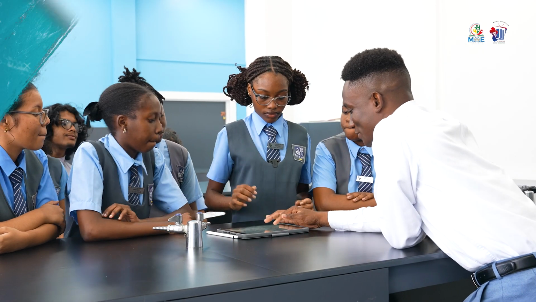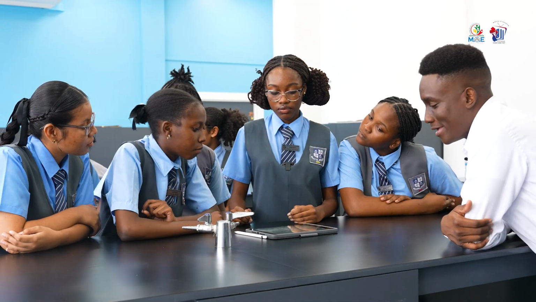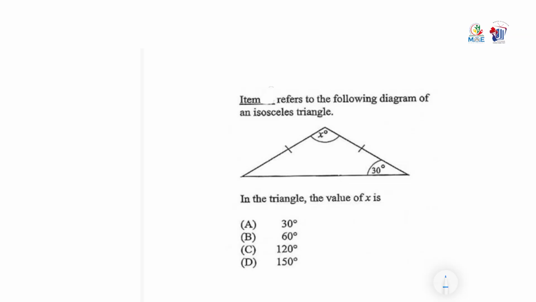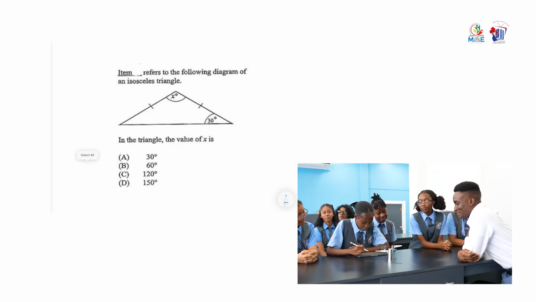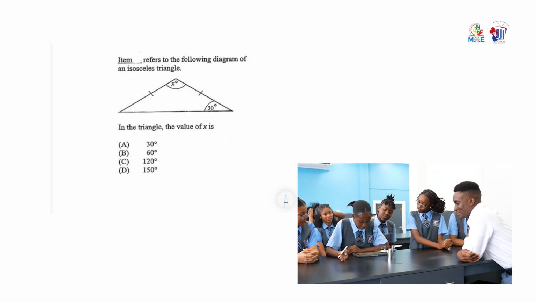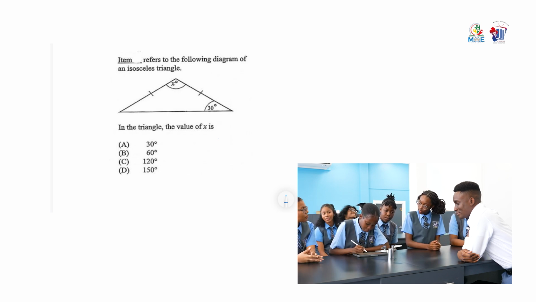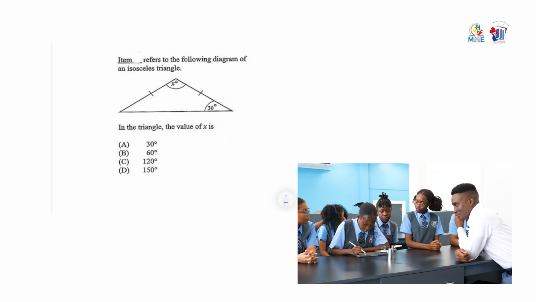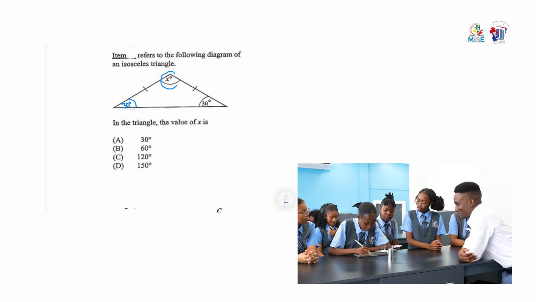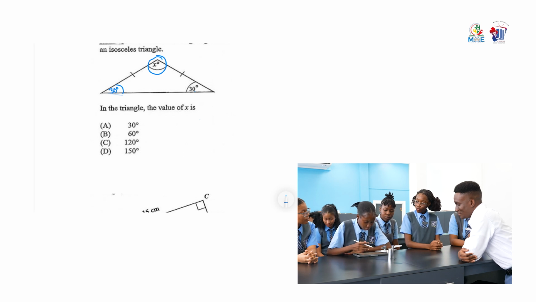So let's move on to the next question. The next one says, the item below refers to the following diagram of an isosceles triangle. In the triangle, the value of x is... The floor is yours. Naturally, we know that in an isosceles triangle, the 2 base angles are equal. So this angle is 30 degrees, meaning that this other angle will also be 30 degrees. And we want to find x, the angle we're not given. So using these 2, we can find it.